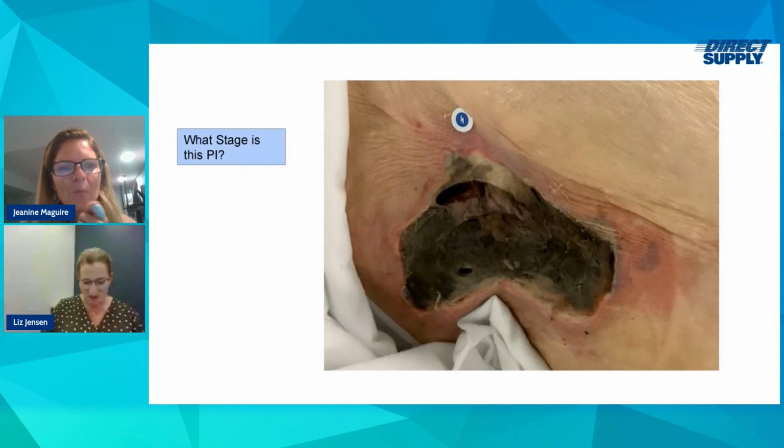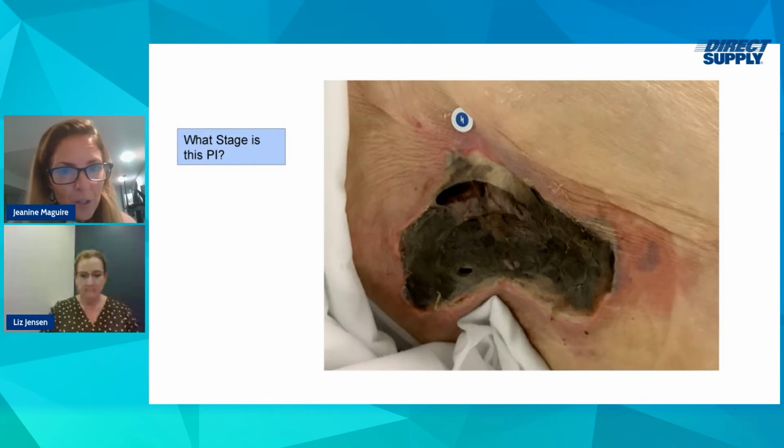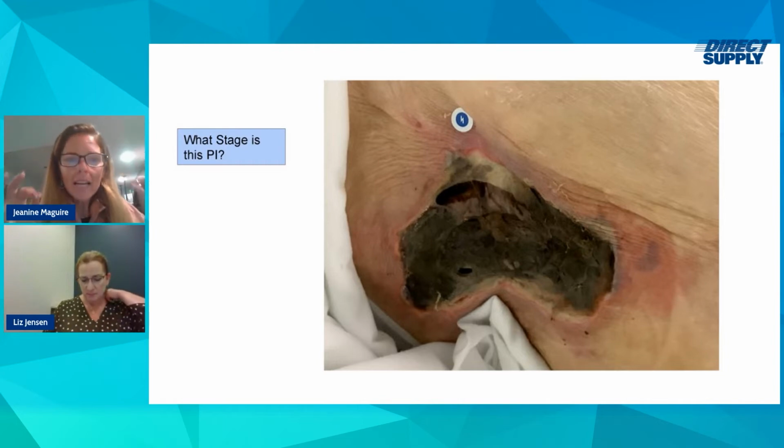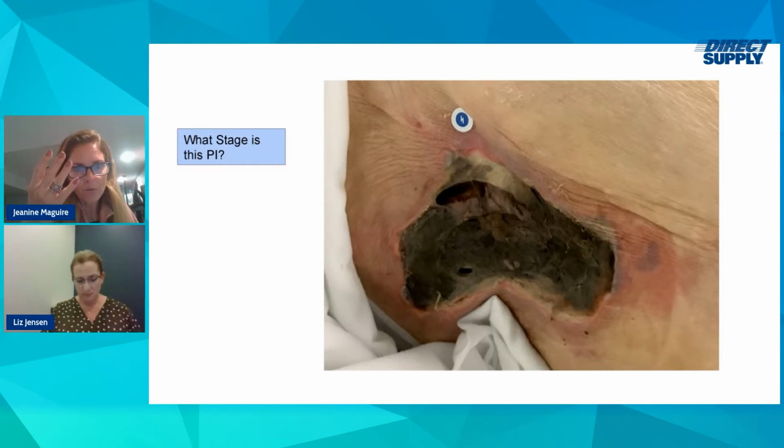Yep, I've got the answer to the first poll here. People have selected unstageable as the answer. That's great, that's absolutely correct. So unstageable means that a pressure injury has so much necrotic tissue, whether it's slough or eschar, that you are unable to determine how deep it really is. You're unable to determine whether it is a 3 or a 4. Rest assured, it's a 3 or 4. We just don't know which. So you're going to term it as unstageable.